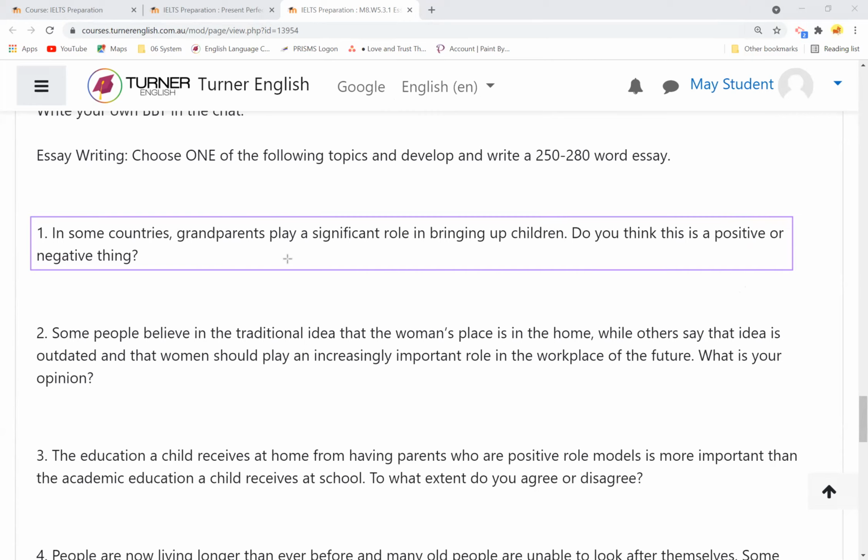So the grandparents and the children, how do they... children. So the grandparents are the ones taking care of the children, right? Their grandchildren, isn't it? Yeah. So that is talking about... Argumentative. Yeah.